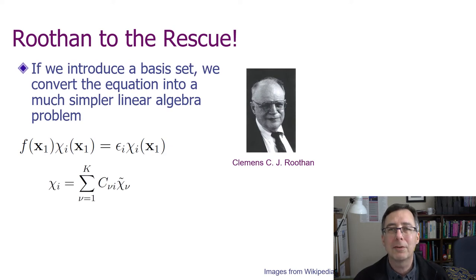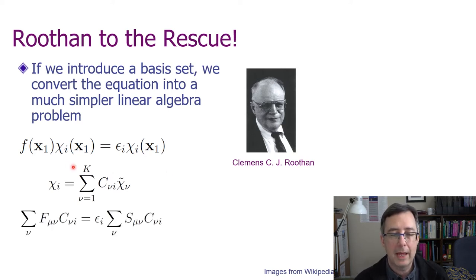So really, the person I rely on to do this, or that we all rely on, is Clemens Roothaan, who says, introduce a basis set. So what we're going to do is say, I'm not going to have infinite freedom to vary these chi's. I'm going to write them as a linear combination of some basis functions. And I'll put a tilde on the basis functions. These are pre-selected functions that somebody has said, these functions are really great, use these. I use this collection of functions. There's a finite number of them. And I insert these into my eigenvalue equation here.